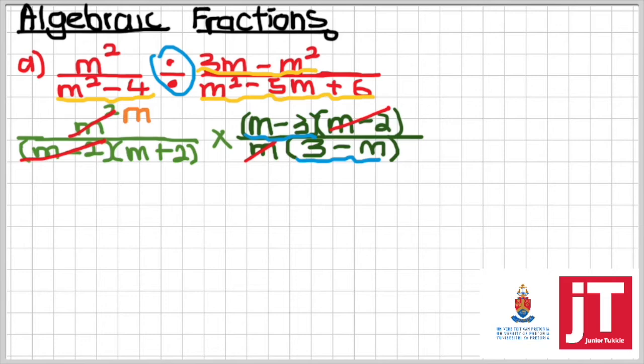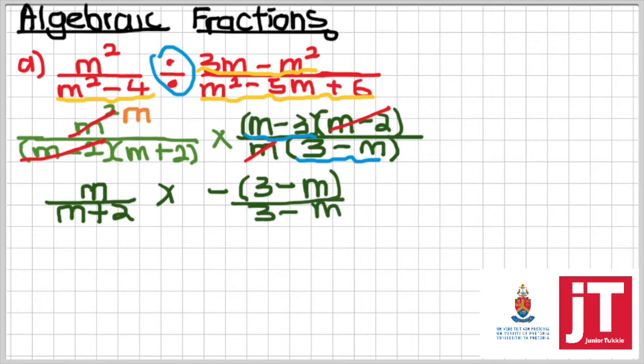I need to make those factors identical. So I'm going to enforce a sign change. Why? Because they look the same. The only difference is the signs. So I enforce a sign change through saying m over m plus 2 multiplied by negative (3 minus m) over (3 minus m). Now that the factors are the same, I can cancel them out, resulting in m over m plus 2 times negative 1, resulting in negative m over m plus 2 as my final answer.